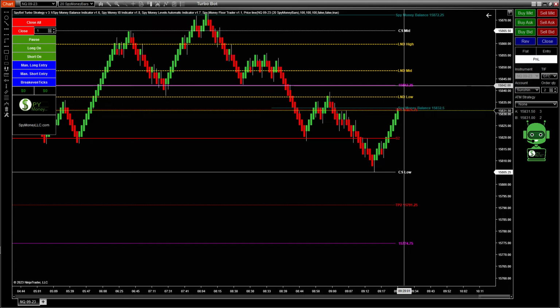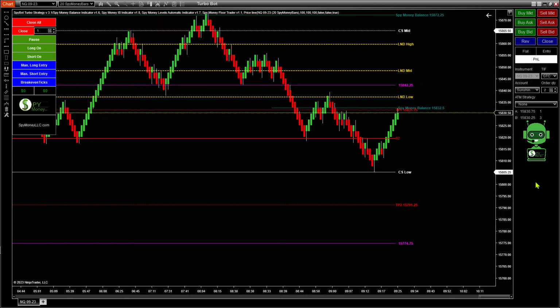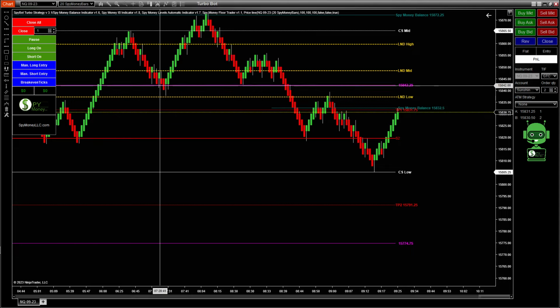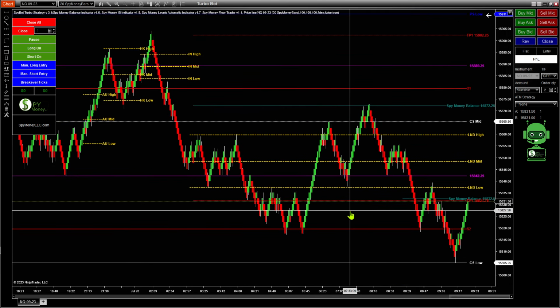You'll notice that this magenta level will blink every 60 seconds. And that's because it's checking those levels. And if I change a level, it'll change it on your chart. So you're always trading my levels. And as you can see, my levels are really good. They work out real well.